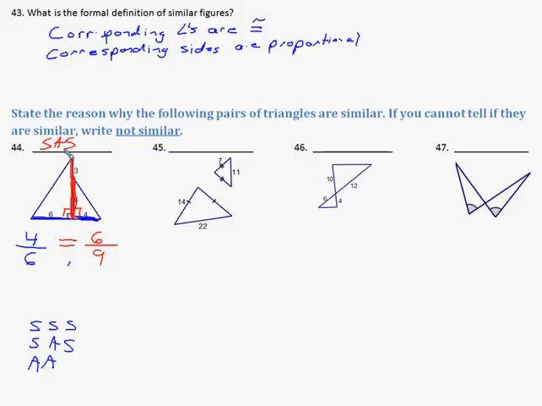Looking at our next one here, we have two sides listed for both of these, but we also have the fact that they're isosceles. So since this side is 14, this is also 14. And since this side is 7, so is this one. And so we can compare these ratios. We have 14 to 7, and then 22 to 11. They all reduce to 2. And so they're equal. And so here we have all three sides proportional. So we know these are similar by side, side, side.